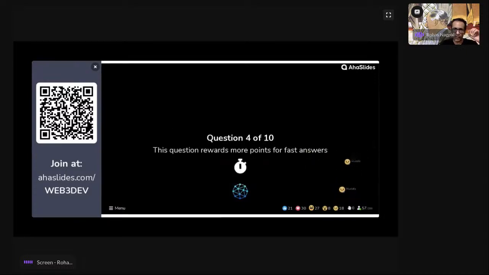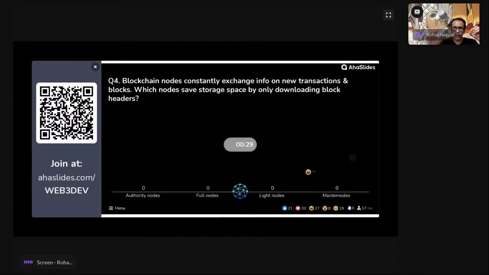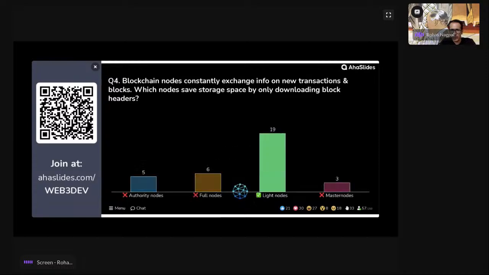Going on to question number 4. Blockchain nodes constantly exchange information on new transactions and blocks. Which nodes save storage space by only downloading block headers? Is it authority nodes? Is it full nodes? Is it light nodes? Or is it master nodes? So these nodes save storage space and they only download headers, nothing else. So what do you think they're called? Authority, full, light, or master nodes? Pretty simple. You could guess the answer.